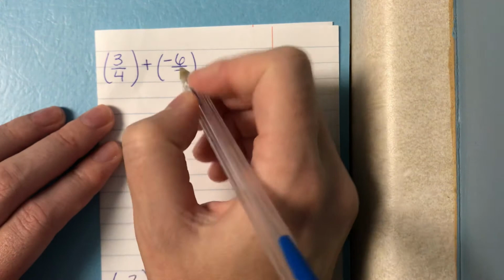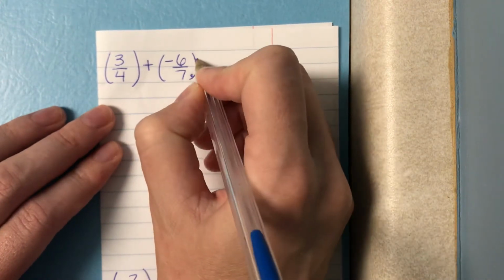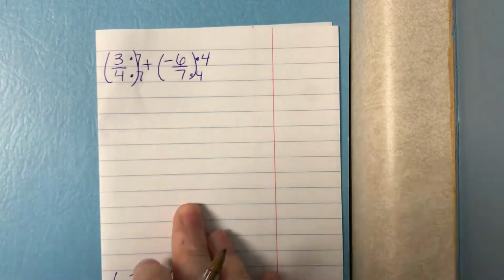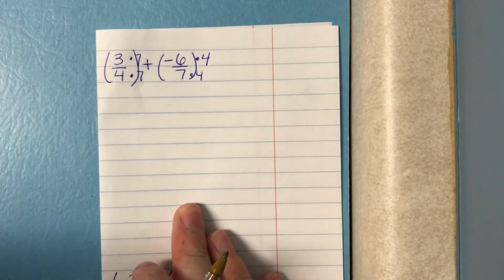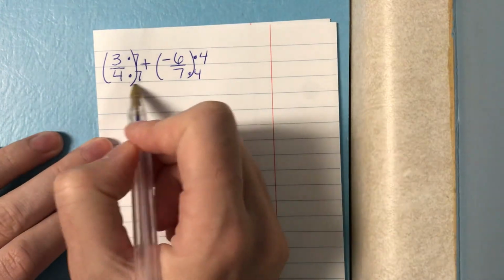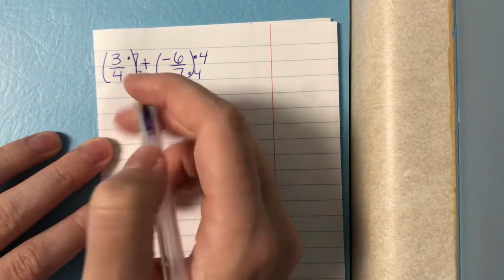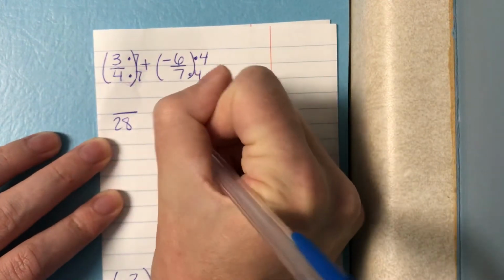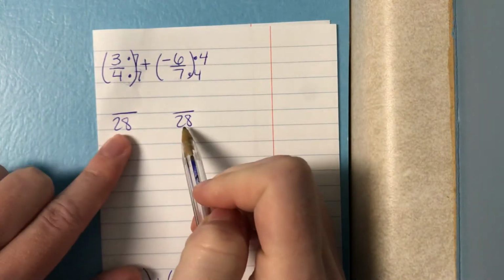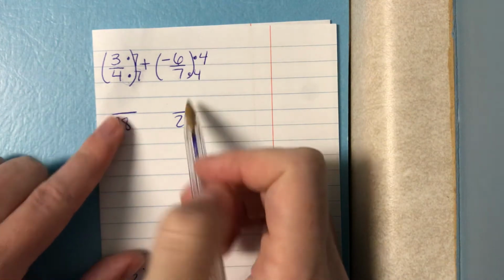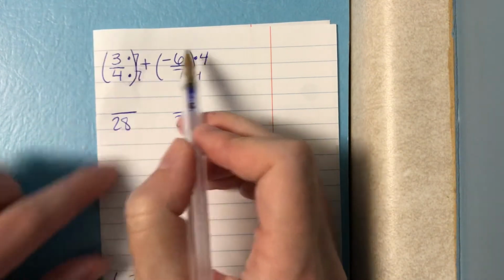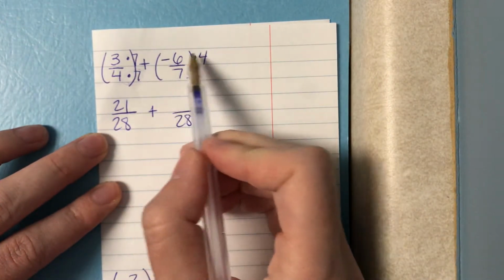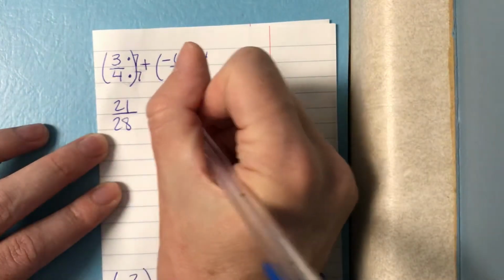So 28 is going to be my common denominator, so that means I'm multiplying by 4 and by 7 to get to 28. And remember, whatever you do to the bottom, you do to the top. So if I'm multiplying the denominator by 7, that means I have to multiply the numerator by 7. So 4 times 7 is 28, and 7 times 4 is 28, so that's how I got my common denominator of 28. And whatever I did to the bottom, I have to do to the top. So 3 times 7 is 21, put a plus sign in there, and then negative 6 times 4 is going to give me negative 24.